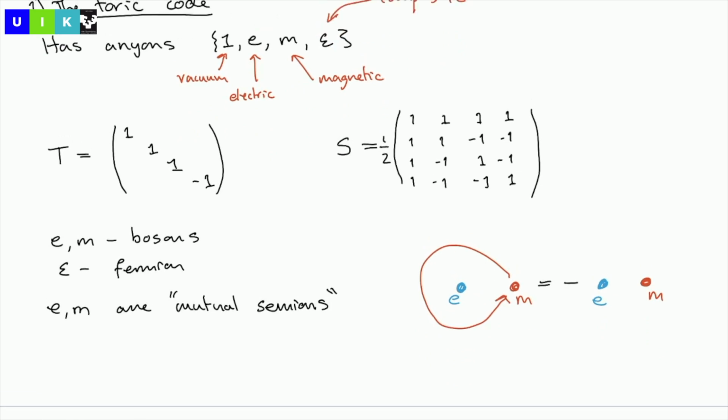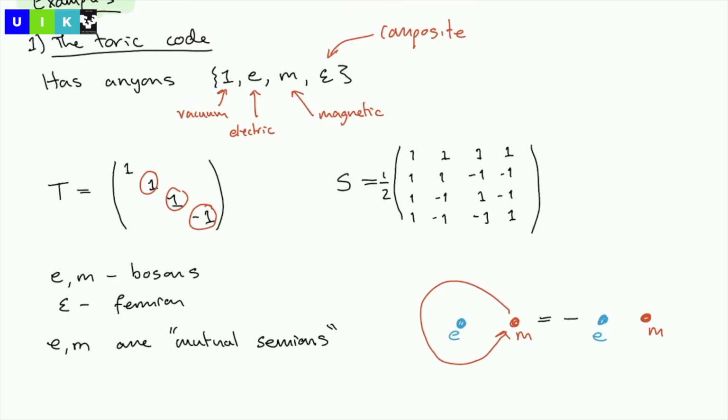Now, the T and S matrix for the toric code are as follows. We have 1, 1, 1, and -1 for the topological spins. And importantly, what this means is that the electric and magnetic excitations are bosonic. Okay, so we have this +1 sign. And the composite excitation is a fermion. So already we should see something a little bit funny here. We've combined a boson with another boson, and we've ended up with a fermion. So something's already a bit fishy here.